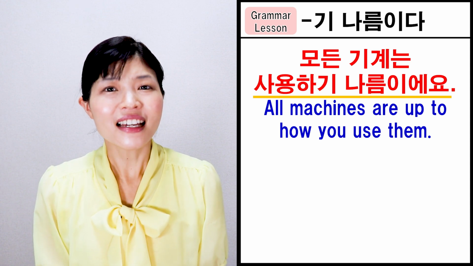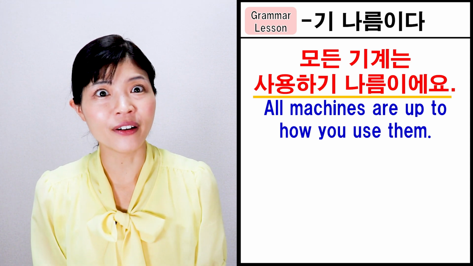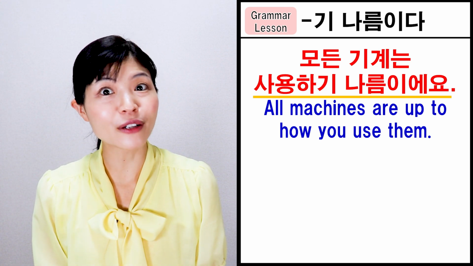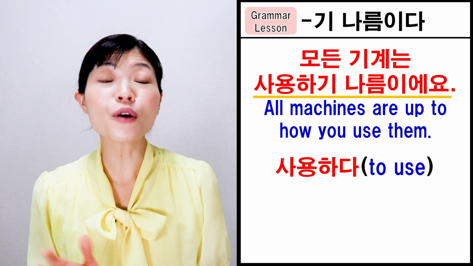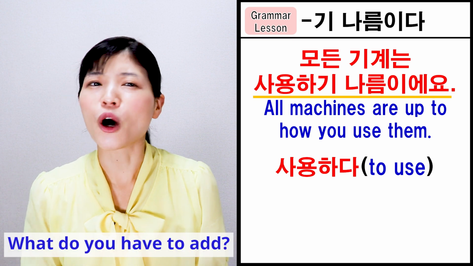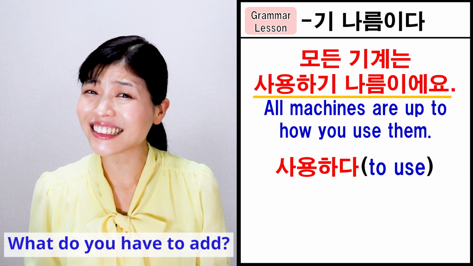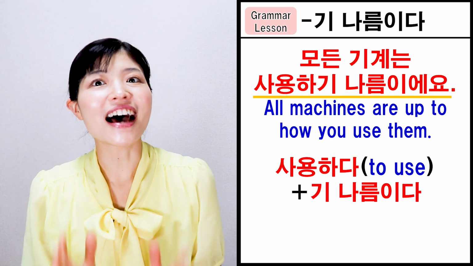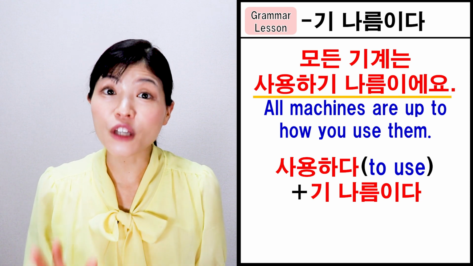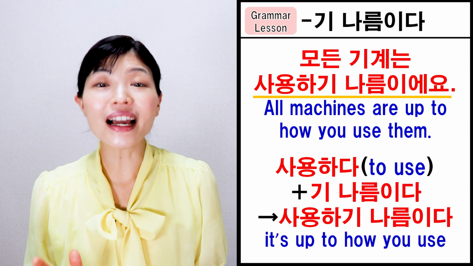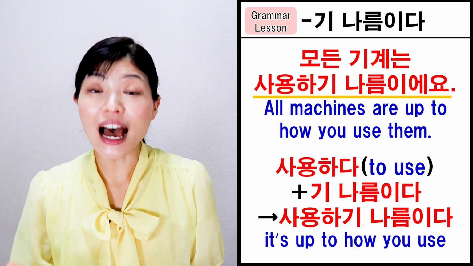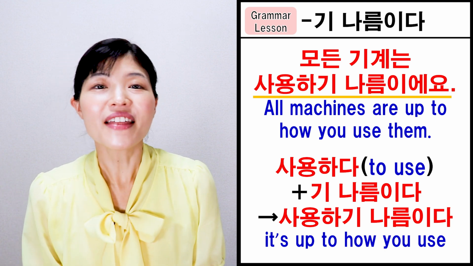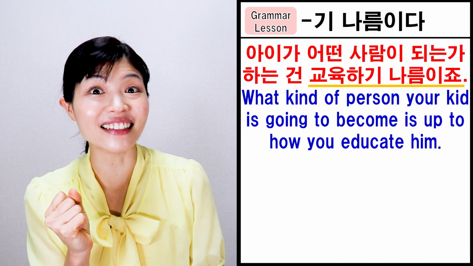모든 기계는 사용하기 나름이에요. All machines are up to how you use them. Here, 사용하다 is to use. So what do you have to add? Yes! 기 나름이다, right? So it's going to be 사용하기 나름이다. It's up to how you use. Then let's read the next sentence.